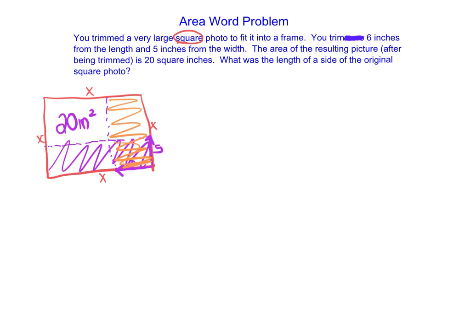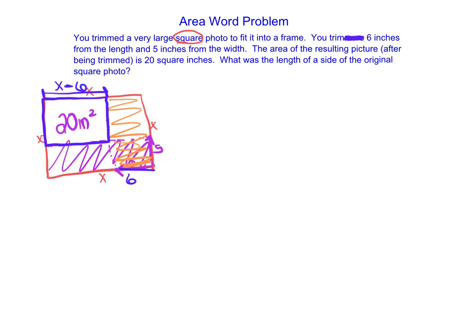So what we're going to do is work backwards. Since we know the area of this little rectangle here, we're going to think through what the side lengths of each side of that rectangle are. On this side right here, I know that I trimmed off 6 inches. So this side, from here to here, is going to be whatever the original picture length was, which is x, minus the 6 inches we trimmed off of it.